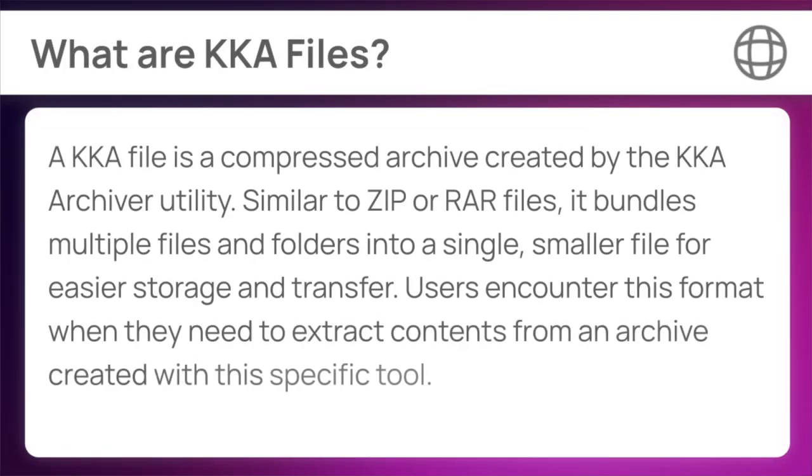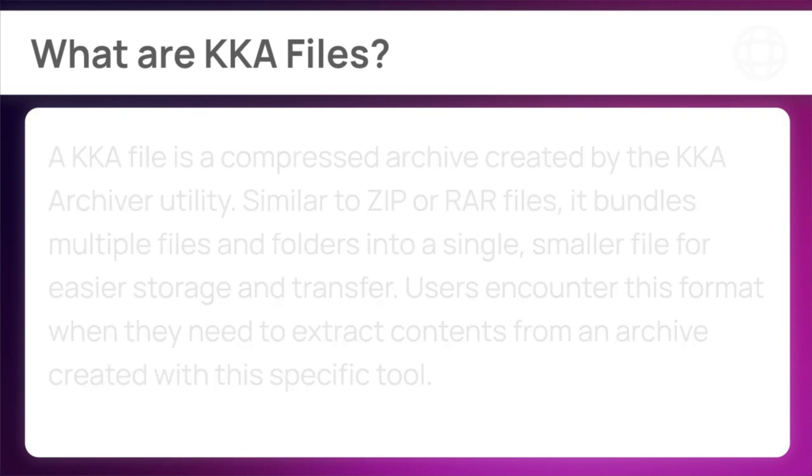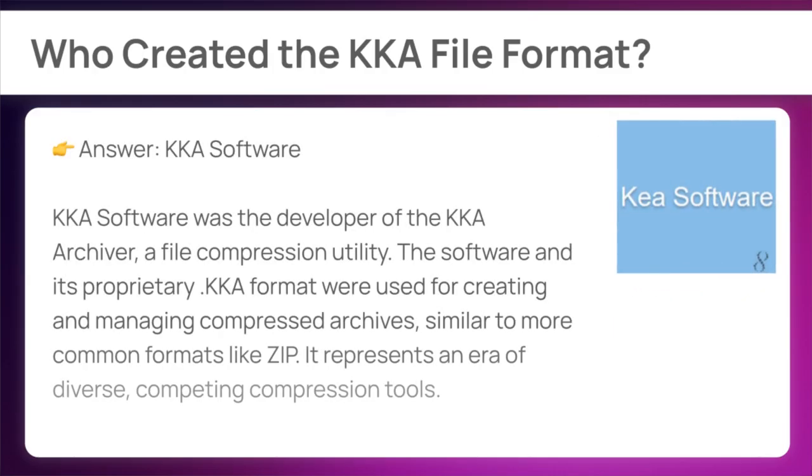A KKA file is a compressed archive created by the KKA Archiver utility. Similar to zip or RAR files, it bundles multiple files and folders into a single, smaller file for easier storage and transfer. Users encounter this format when they need to extract contents from an archive created with this specific tool.